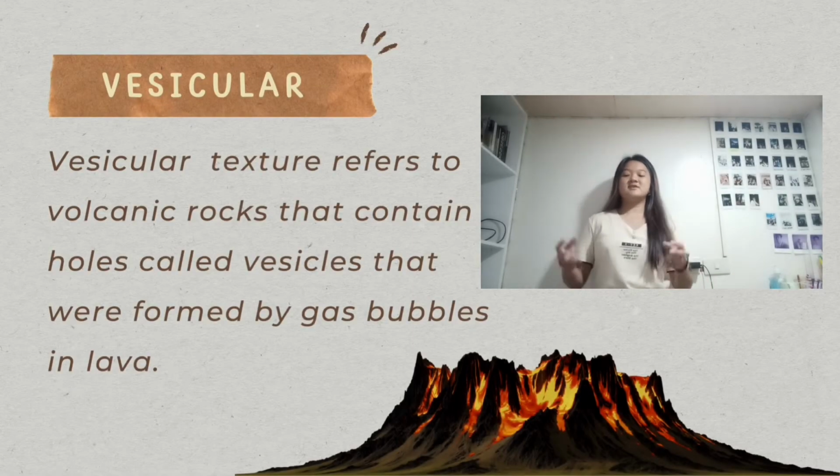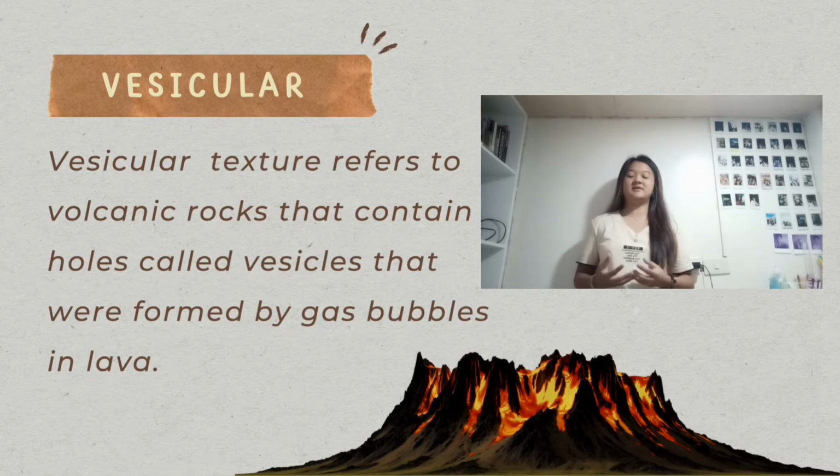Vesicular. Vesicular textures refer to volcanic rock that contains holes called vesicles that were formed by the gas bubbles in the lava. The name of this igneous rock is scoria. The texture is vesicular. Vesicles arise as the gas bubbles escape from the cooling lava.